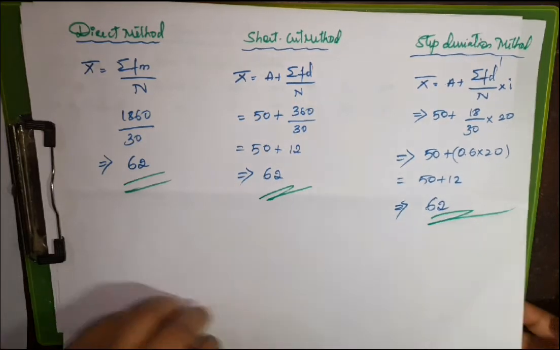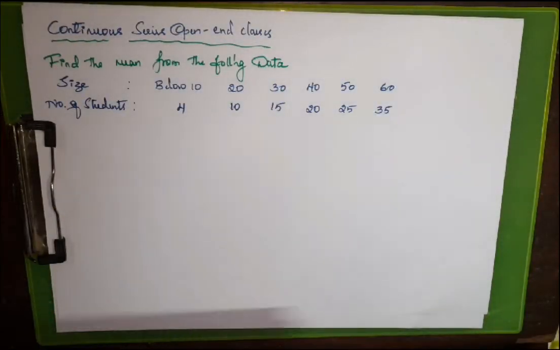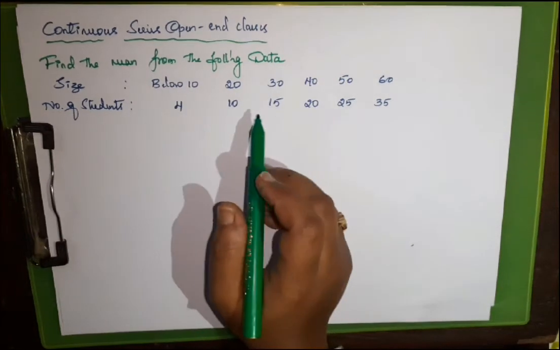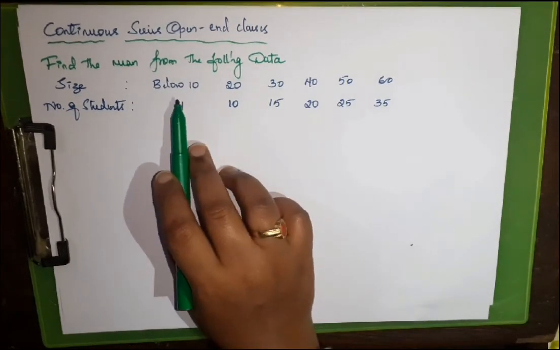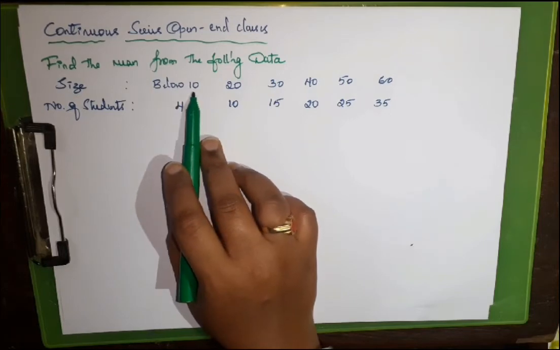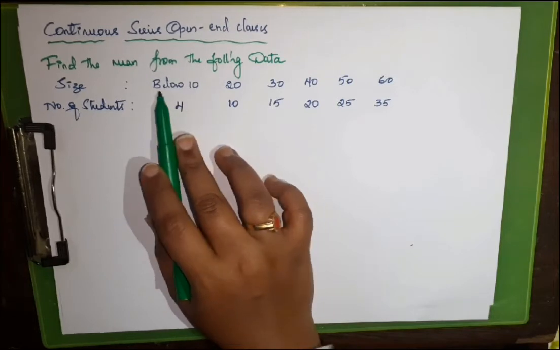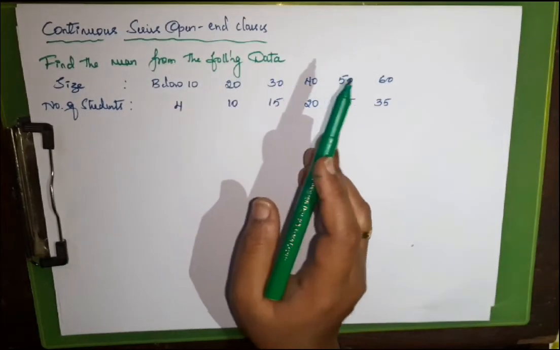We'll take up the next question under continuous series, that is regarding open-ended classes. So in open-ended classes, they are going to give the size as below 10, below 20. They won't give the values of the lower limit, only the upper limit values, below 10. That means the number should be less than 10. Okay, so if the question consists of less than, below, it is of the open-ended classes.